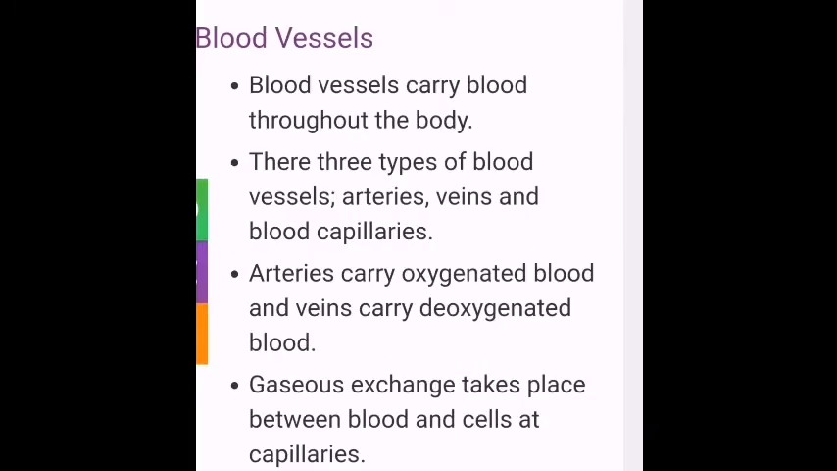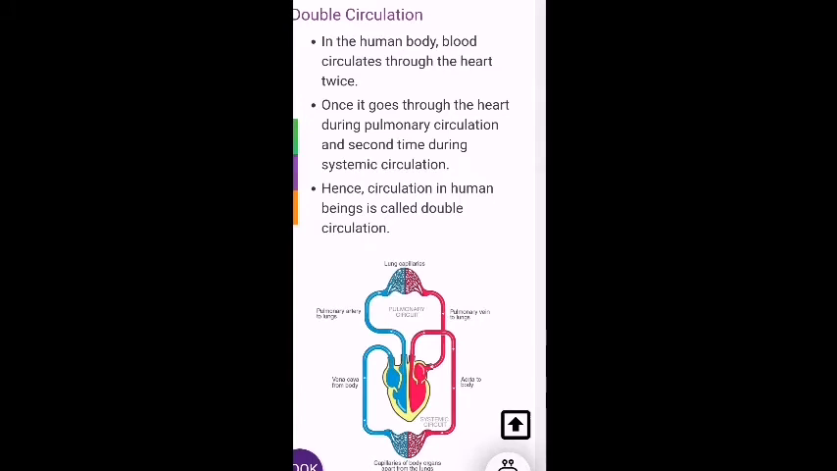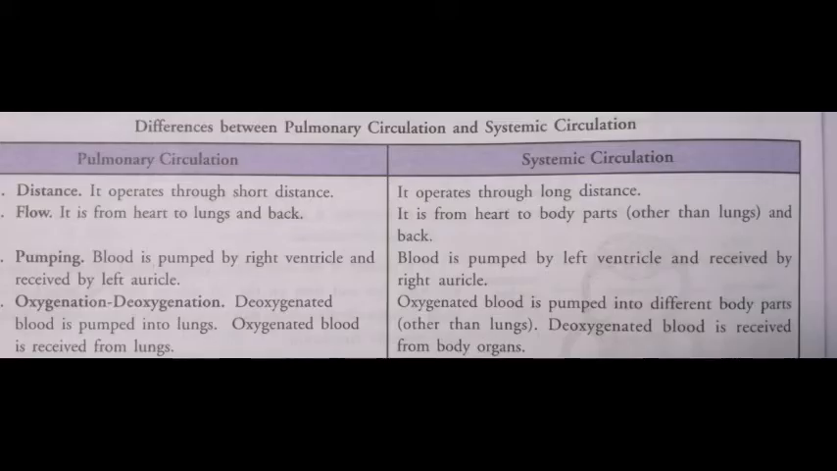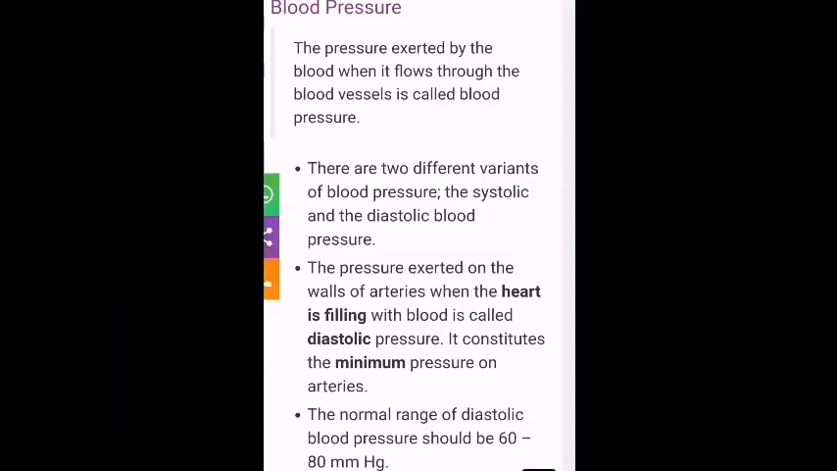Now the types of blood vessels. Arteries, veins and capillaries are the three types of blood vessels present in our body. Now the double circulation that occurs in human beings. How does it occur? Now the schematic representation of double circulation is very important.